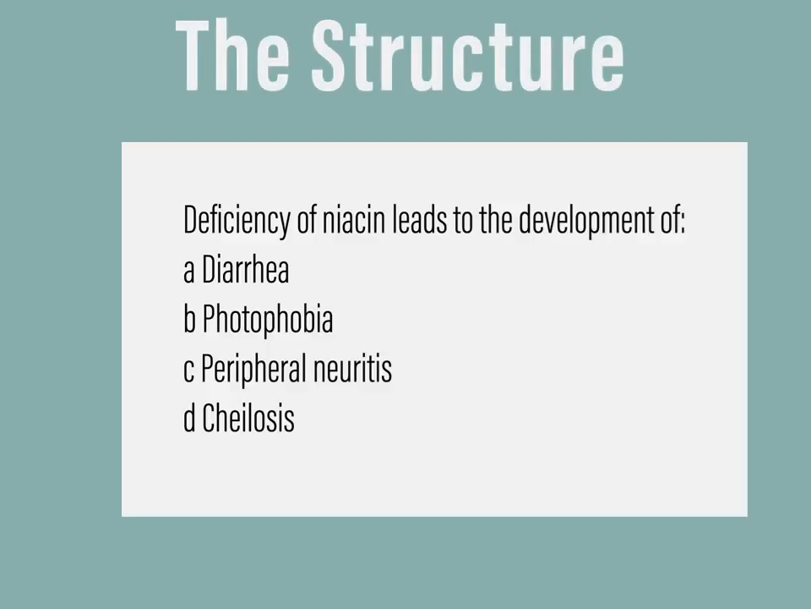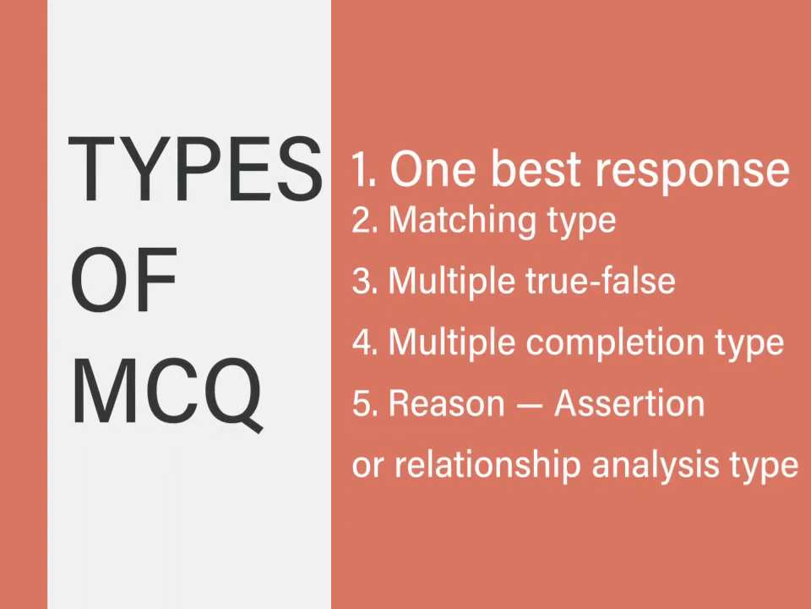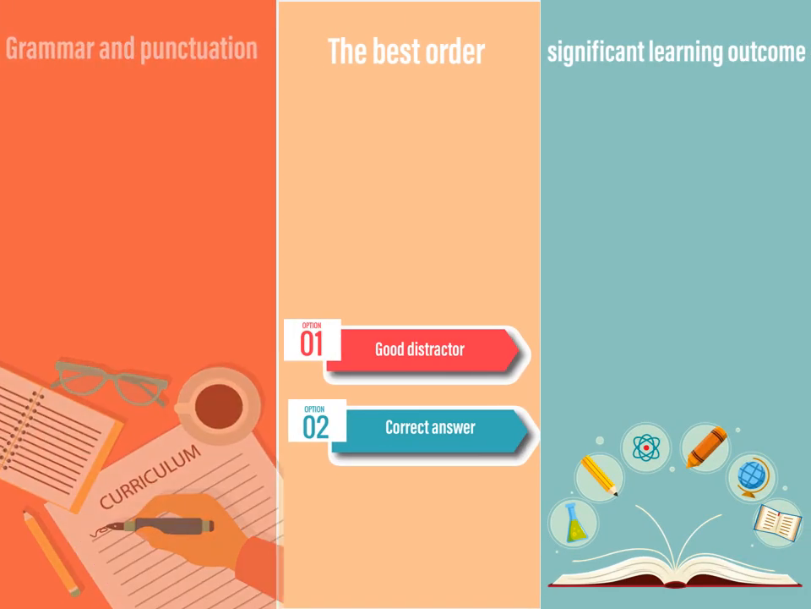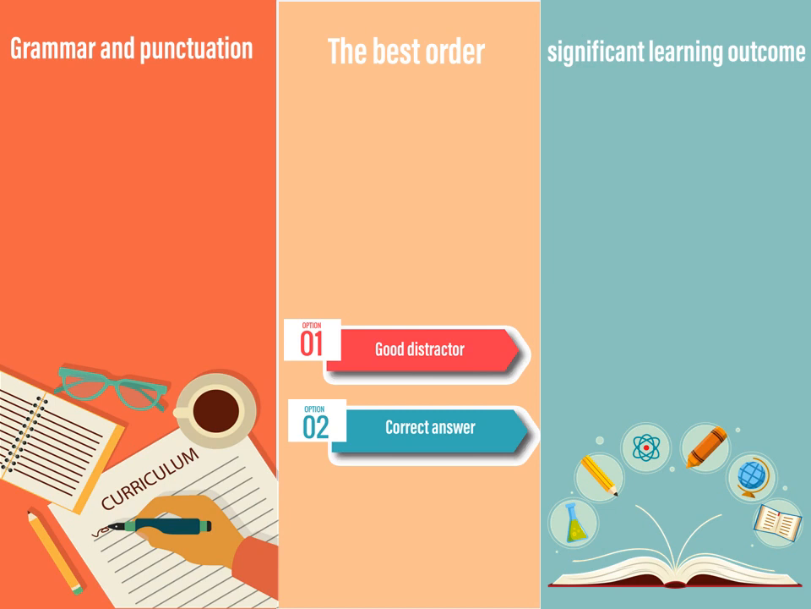Now let's look at the structure of an MCQ. The entire test question is called the item. The stem is the question statement or lead-in to the possible answers. The possible answers are called options or choices. The correct option is called the keyed response, and the incorrect ones are called distractors. A large number of MCQ formats are available. The one best response is the traditional and most frequently used, and it will be discussed in more detail later in the video.